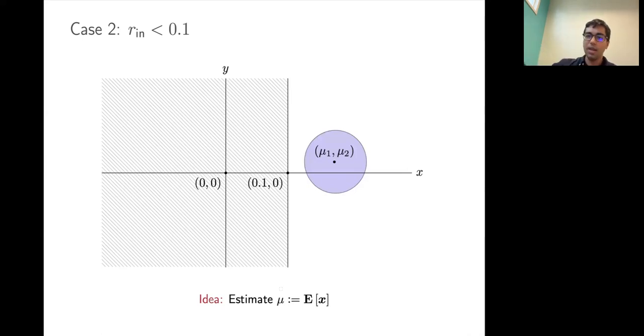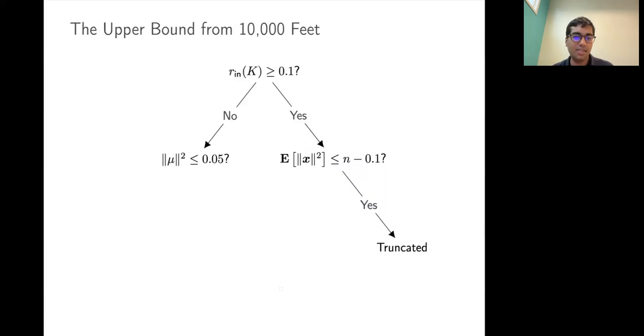But if the set is far away from the origin, there's a very natural test. You just estimate the center of mass. And this is going to be non-trivially far from 0. And indeed, when there was no truncation, the center of mass is at the origin. So the squared length of the center of mass is going to be very close to 0. So in this case, you ask if the center of mass is at most 0.05 or whatever. And if it's not the case, then you can safely say that it's truncated, right?